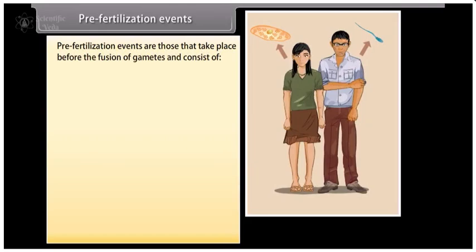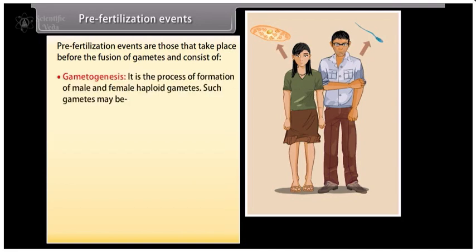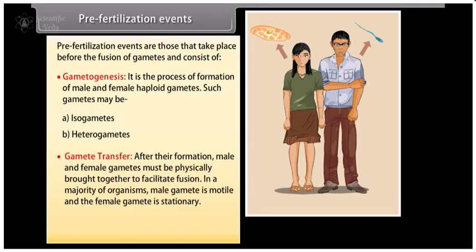Pre-fertilization events. Pre-fertilization events are those that take place before the fusion of gametes and consist of gametogenesis. It is the process of formation of male and female haploid gametes. Such gametes may be isogametes or heterogametes. Gamete transfer. After their formation, male and female gametes must be physically brought together to facilitate fusion.